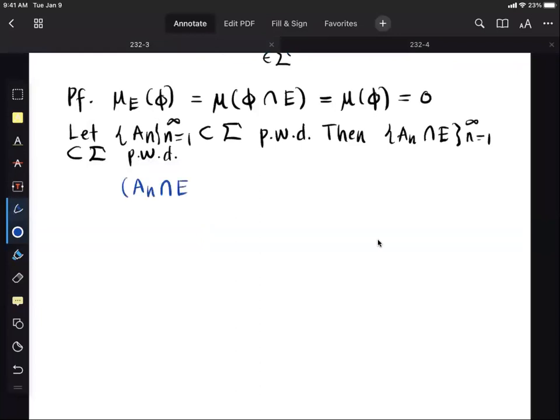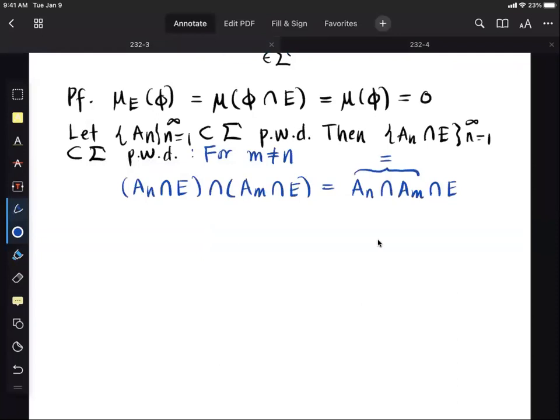which you can easily show algebraically. So if you take, let's say, the intersection for m and n that are distinct, you apply the associativity and commutativity of the intersection. And this here is equal to the empty set because the sets are pairwise disjoint. Therefore, the intersection is empty.